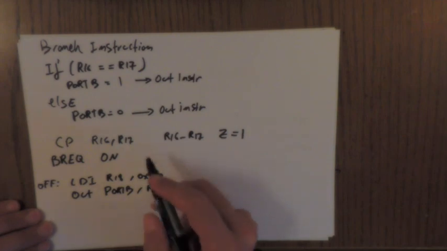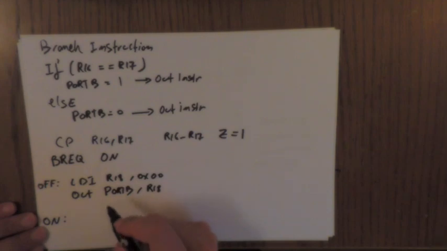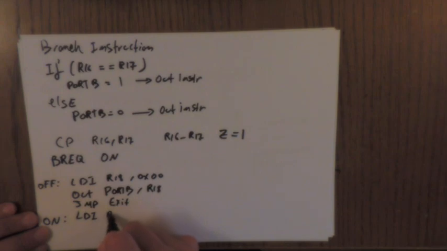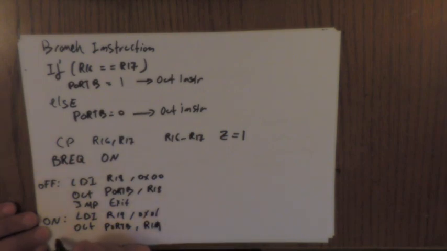R18. Okay, so on will be as follows. Here we need to jump exit. On: LDI R19, 0x01, out port B, R19, and here is exit.